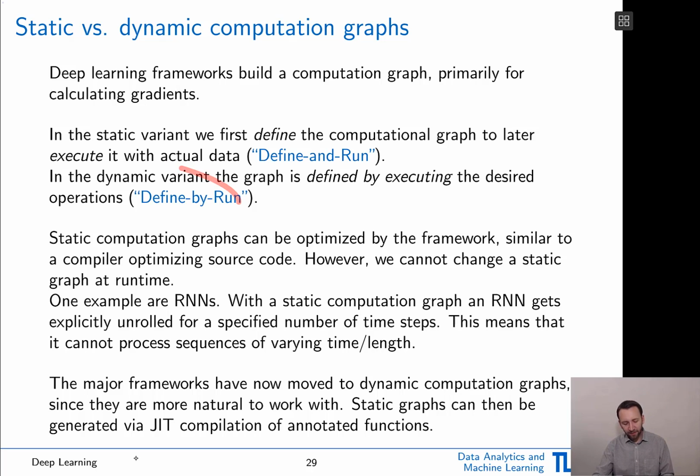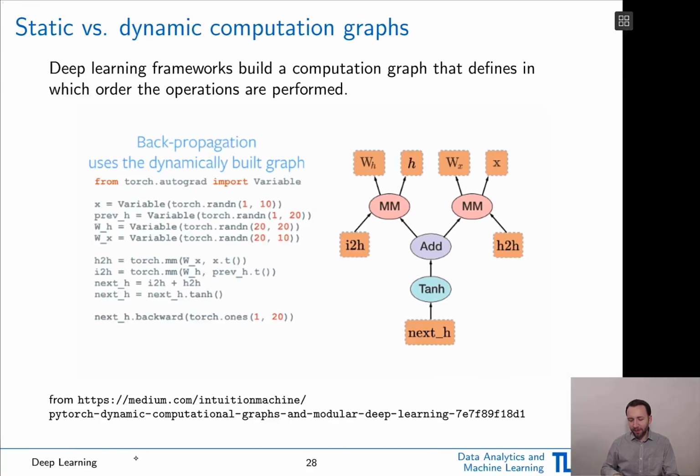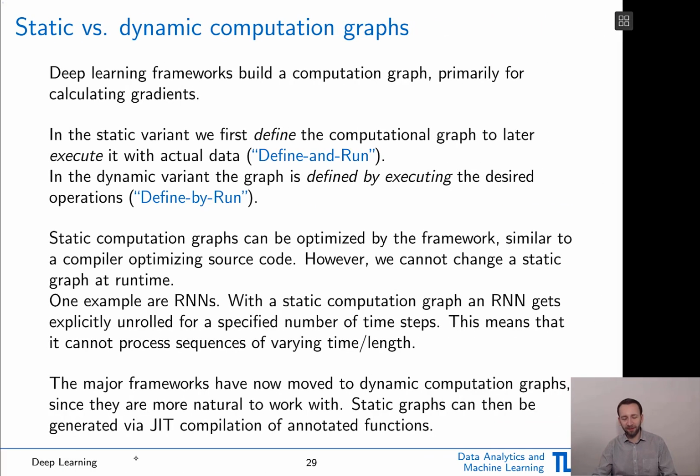In contrast, there's also the dynamic variant, the dynamic computation graph, where it's, so to say, defined on the fly, defined by running, right? So the computation graph is more or less, as we see it here in the animation, constructed while the code is executed. So this is a small difference. And what is the difference in detail? What are the pros and cons of this?